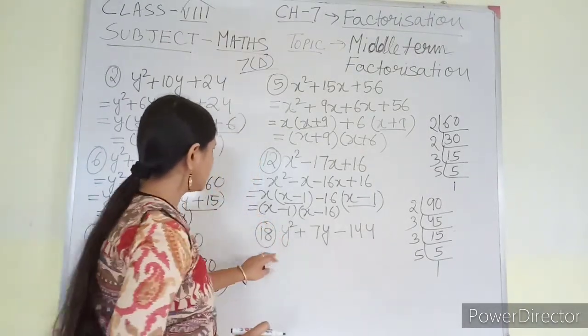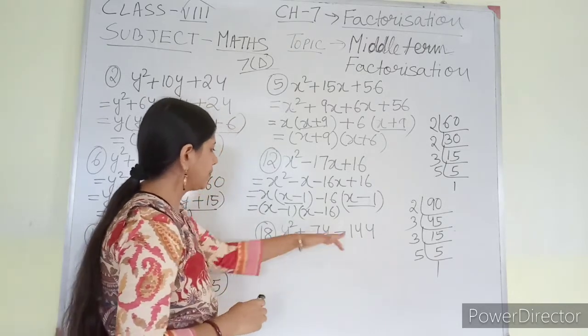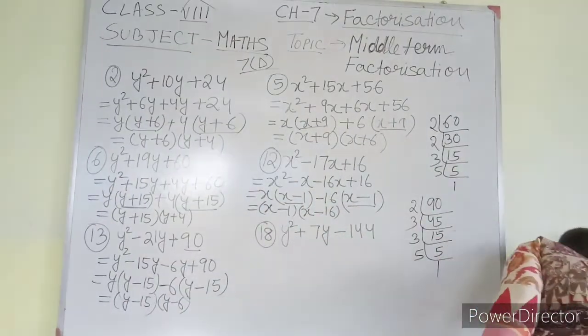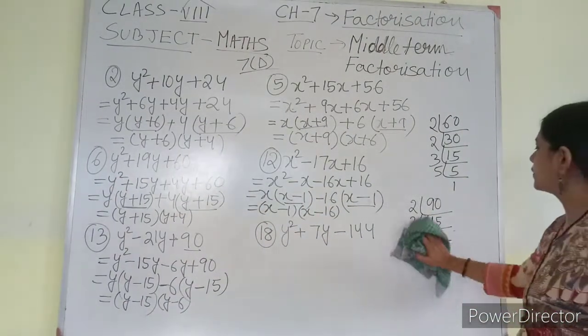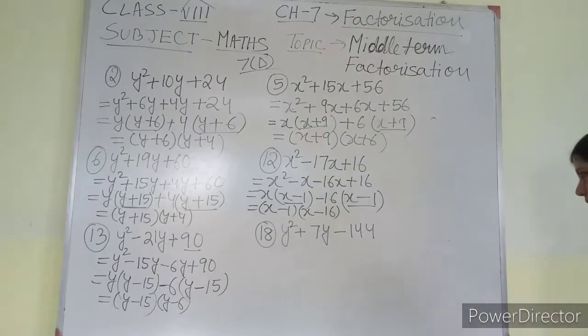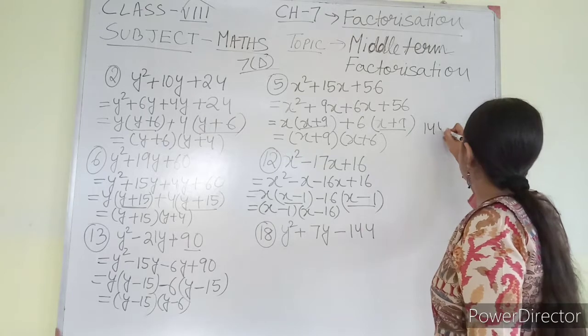Now this one, y square plus 7y minus 144. 144 has to be divided into two parts such that you can get it. So 144 can be written in different forms so that you can get the answer. So let me do the factorization.